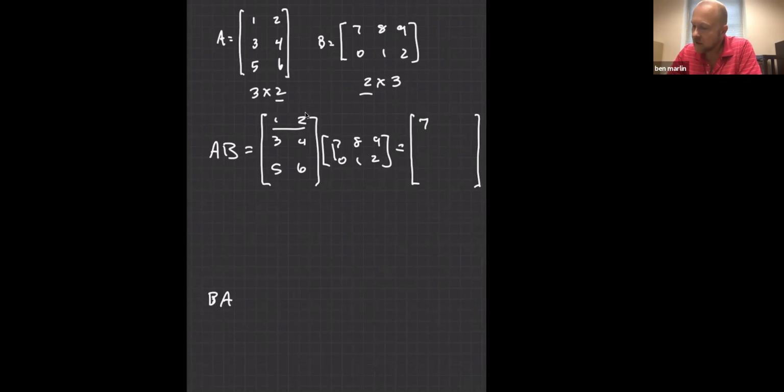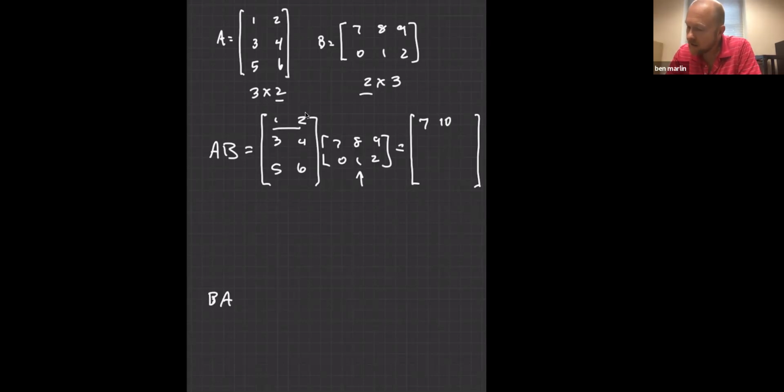Okay, and then I need to erase out the line that I just put in there. All right, and so now we're going to continue on, staying on the first row. I guess I didn't need to. We're going to dot that with the second column. So 1, 2 dotted with 8, 1. So 1 times 8 is 8, plus 1 times 2 is 2. So we get a 10 there.